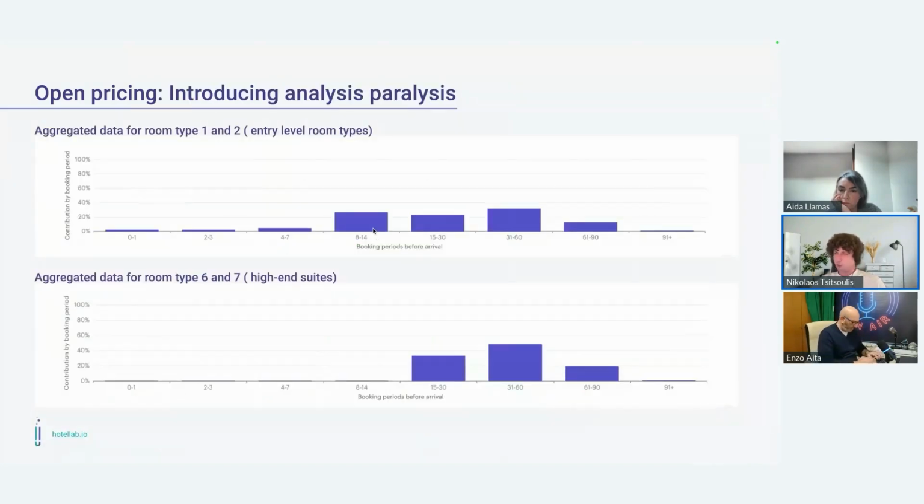And this is one example where I just basically took one of our hotels, which by the way is located in Egypt. And what I want to visualize for you here, that when it comes to the first two room types of this property, so these would be the entry level room types, the booking window is significantly different than the booking window for the high end suites, which would be the most expensive room types within this property.